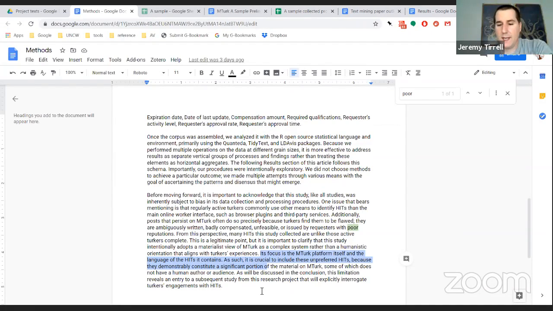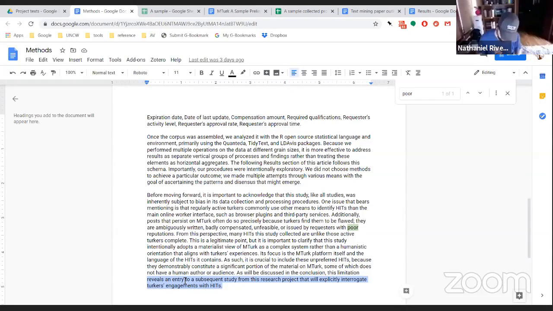Yeah. And so what this section does is point out that a subsequent study from this research project will more explicitly interrogate Turkers' engagement with HITs. The second product is the one that is more in line with Turkers' engagement with the platform. It's explicitly about that. It's why we have to go through IRB for the second product. So we're going to be talking to, or at least posting, jobs that are asking Turkers about these precise things.